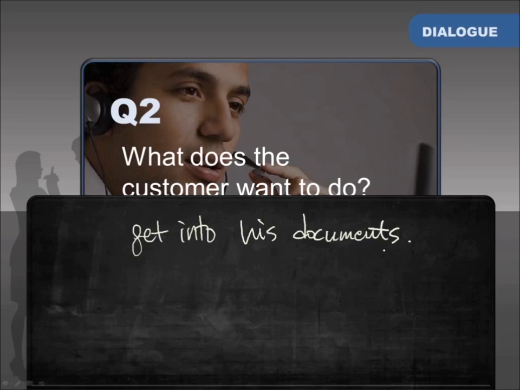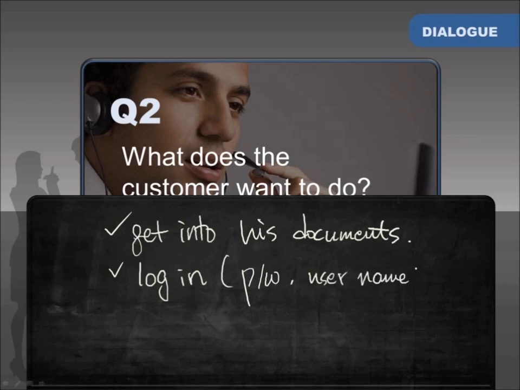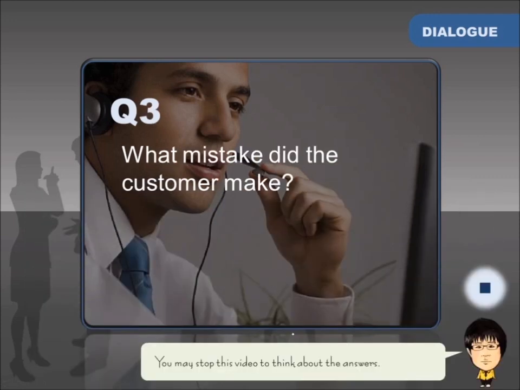Right. So, to get into his document, what does he need? He needs to log in. To log in, he needs a password and ID. According to the dialogue, it was username and password. After entering the password and username, he can log in and get into his document. But he cannot get into his document because there's some error in the process of logging in. So let's go on to the next question.